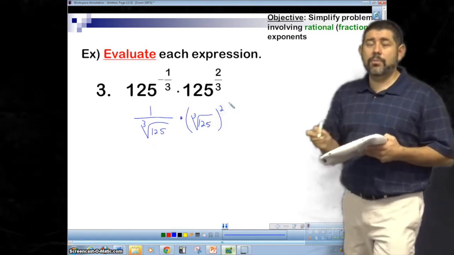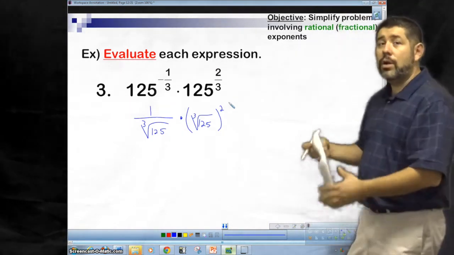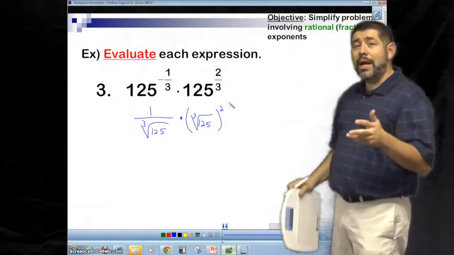Now, some of you are saying, but Mr. Rice, last time you had the square on the inside. Why now do you have the square on the outside? Well, you know what? It doesn't matter where the square goes.